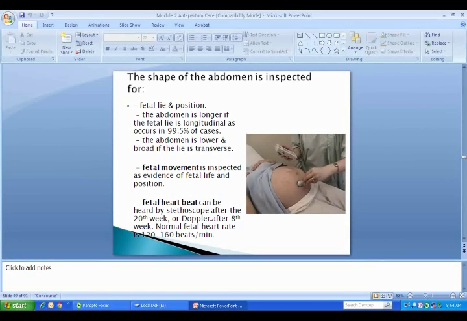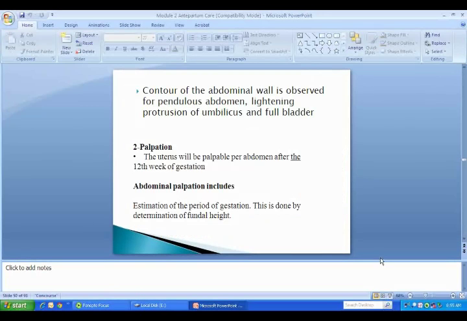Fetal heart rate is another thing that we're going to look at. You can actually hear it with a stethoscope after 20 weeks, but until then you can pick up on it with a Doppler. Starting with the 8th week, the normal range in early pregnancy would be higher, 120 to 160, but once she starts getting past 30 weeks, the normal range is 110 to 160. Contour of the abdomen wall.